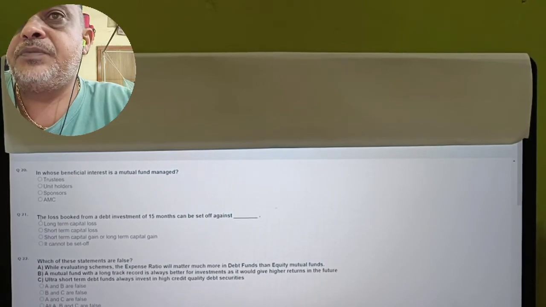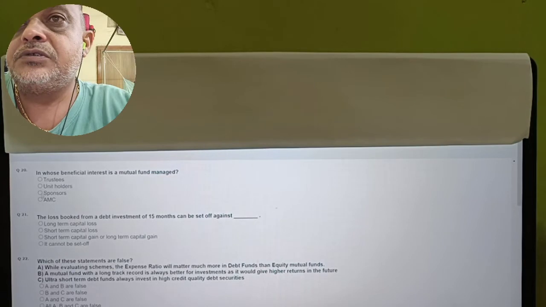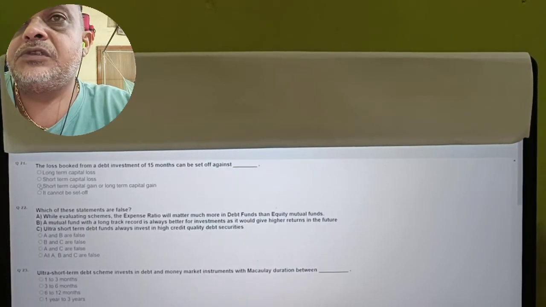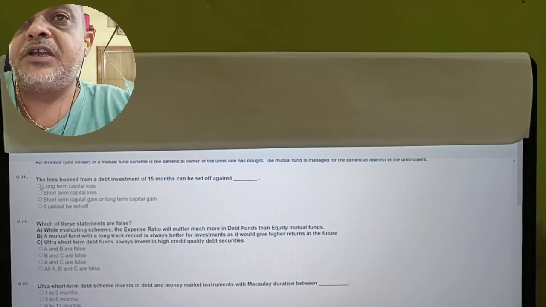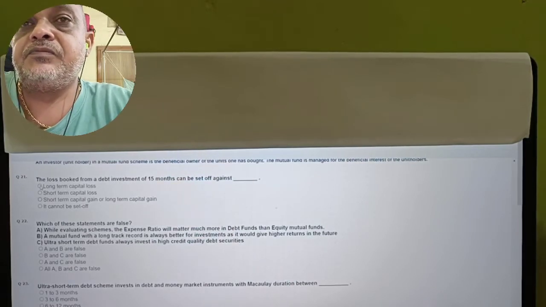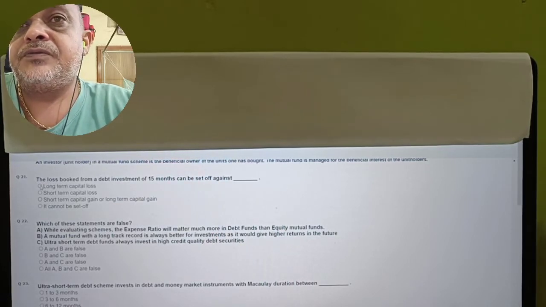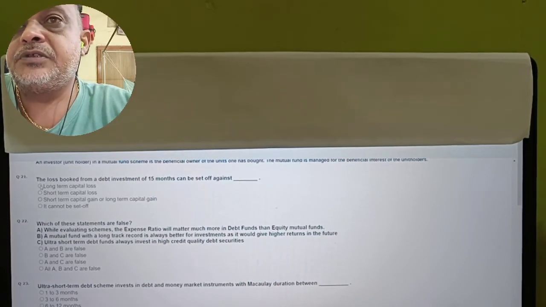In whose beneficial interest is mutual fund managed? Unit holders. The loss booked from a debt investment of 15 months can be set off against. Loss booked from debt instrument of 15 months is a short-term capital loss, so it can be set off against short-term or long-term capital gains.